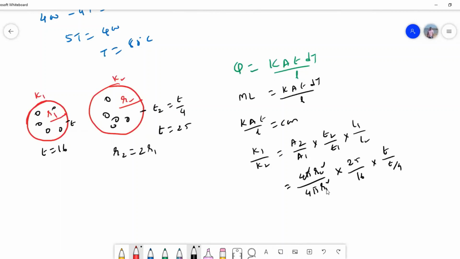So anyway, this 4 by 4 cancels. R2 is 4R1. So here you get 4, and then 25 by 16 into 4. So clearly this 4 and this 4, 16 will cancel. So I got 25:1. But let us read the question.